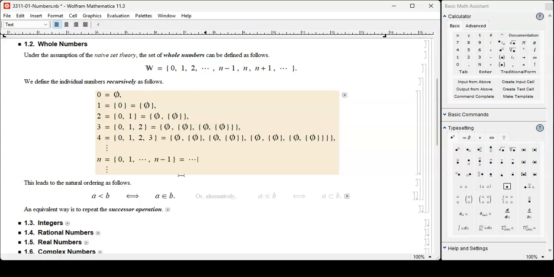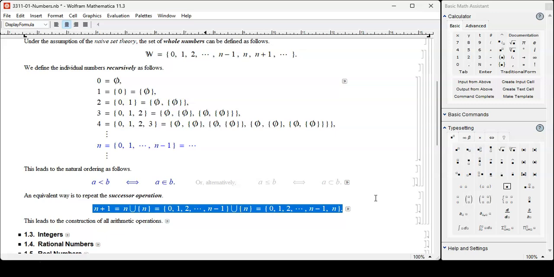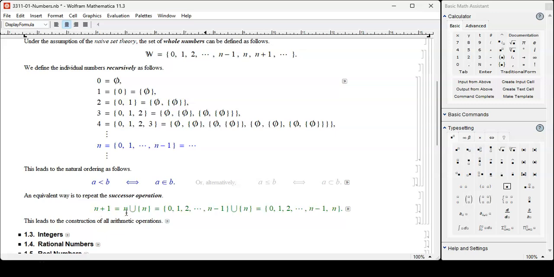Well, okay, that's a good way to define and construct whole numbers. Here's another way. Instead of defining n using all the whole numbers defined earlier put together so that we end up with this, I can take another viewpoint. You can just define something called a successor operation, n plus 1 as n union the set with n as the only element. You end up with the same thing as before.